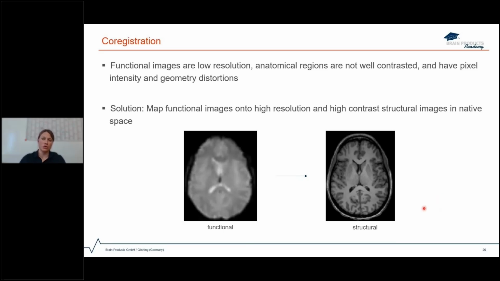And one solution for further pre-processing steps is to map these functional images onto the high resolution and high contrast anatomical images in native or subject space. And this allows us to know where we find ourselves within our functional image, but also helps with later pre-processing steps. And this co-registration occurs via affine transformations that maximize mutual information between the two images.